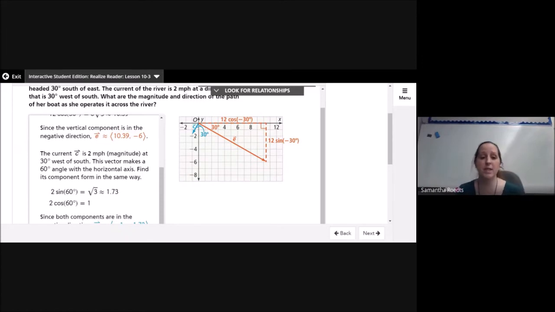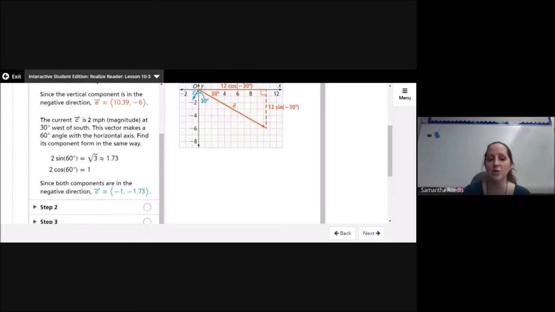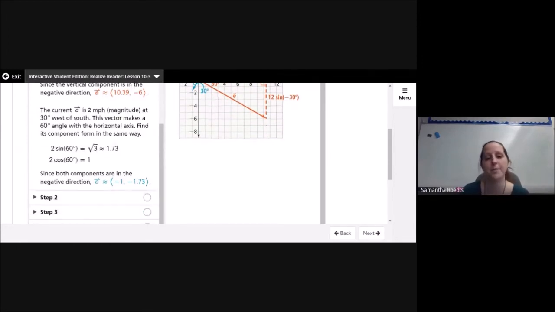The current vector C is 2 miles per hour, magnitude at 30 degrees west of south. This vector makes a 60-degree angle with the horizontal axis. Find its component form in the same way. 2 sine 60 degrees equals the square root of 3, which is approximately 1.73, and 2 cosine of 60 degrees equals 1. Since both components are in the negative direction, my vector is negative 1, negative 1.73.